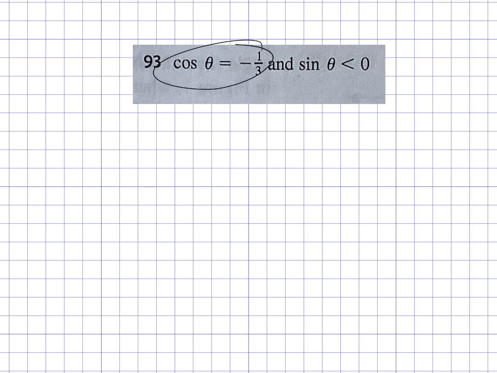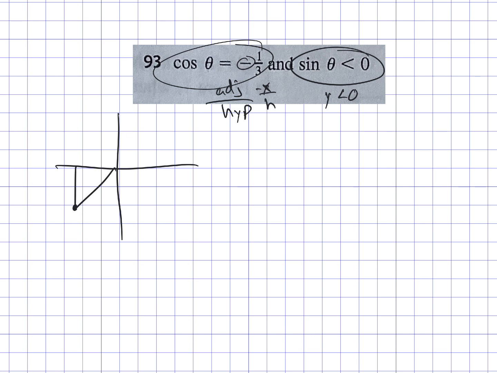Again, we have cosine, which is the adjacent leg over hypotenuse. So where's the negative go? Well, that would be x over the hypotenuse. So since it's negative and the hypotenuse is always positive, the 1 goes on the negative, and the y value is negative. So x is negative and y is negative. We are in the third quadrant.